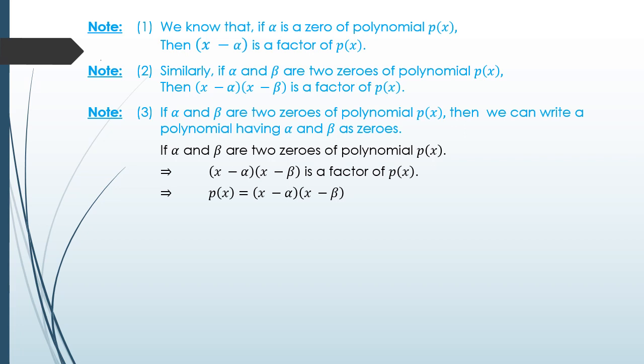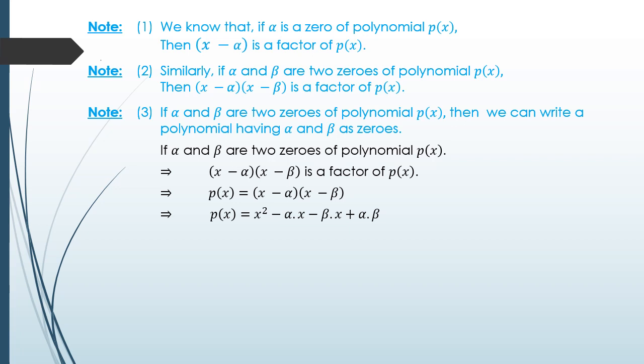But till now that p of x we will just consider as x minus alpha into x minus beta, or if you wish you can put k here also, that k is the number which needs to be multiplied to these two factors to get the original polynomial, that is p of x, right? So multiplying these two, we will get p of x is equal to x square minus alpha x minus beta x plus alpha into beta, right?